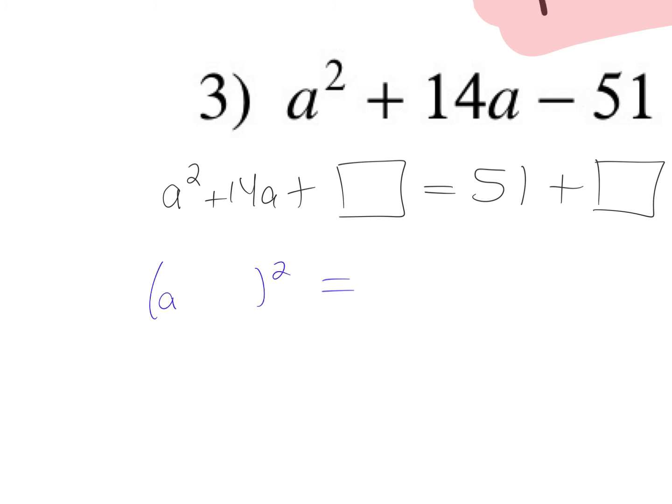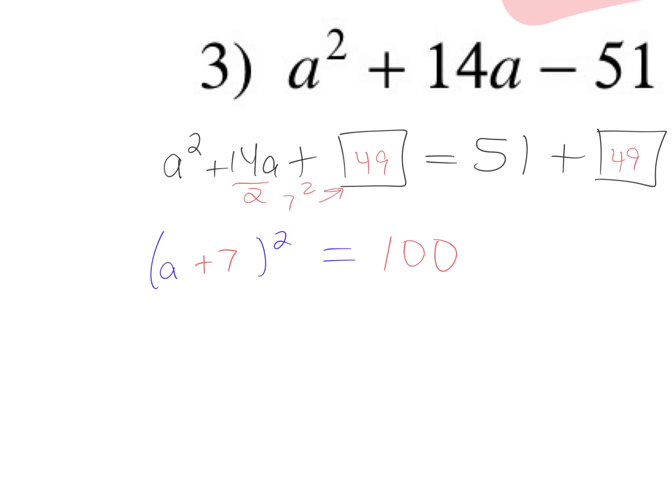Now let's figure out what goes in the parenthesis and what goes in the squares. How do I figure that out? I divide my b term by 2. What is 14 divided by 2? I have positive 7. Good. Now how do I figure out what goes in the squares? 49 on both sides. Good. Guys, when you add 51 and 49, what do you get? 100.